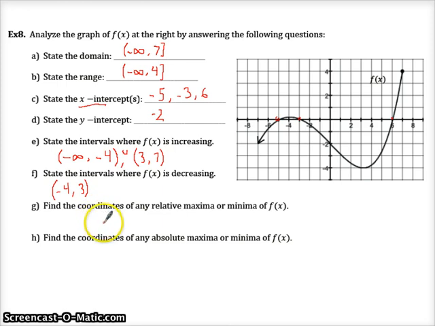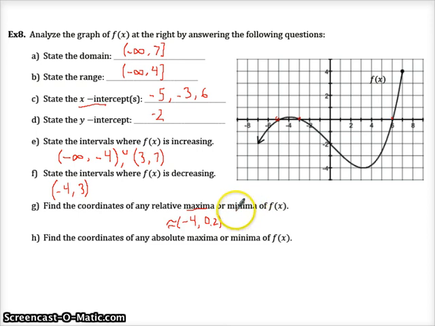Find the coordinates of any relative maxima or minima. It appears that there is a relative maximum at -4. Now coordinates, I have no idea. I think I'm supposed to just estimate this. It's really small, above 0. It's something like that. I might say approximately. I don't know, it makes me feel better.